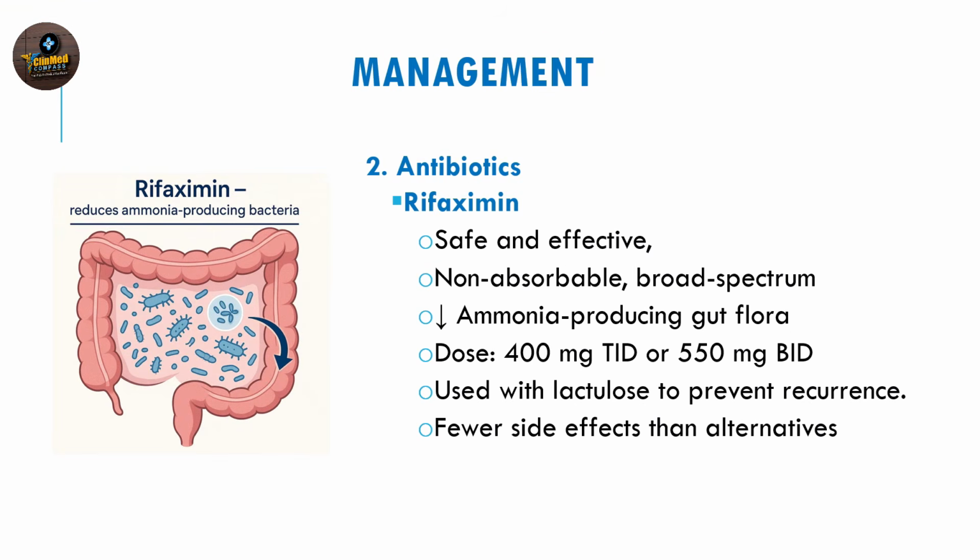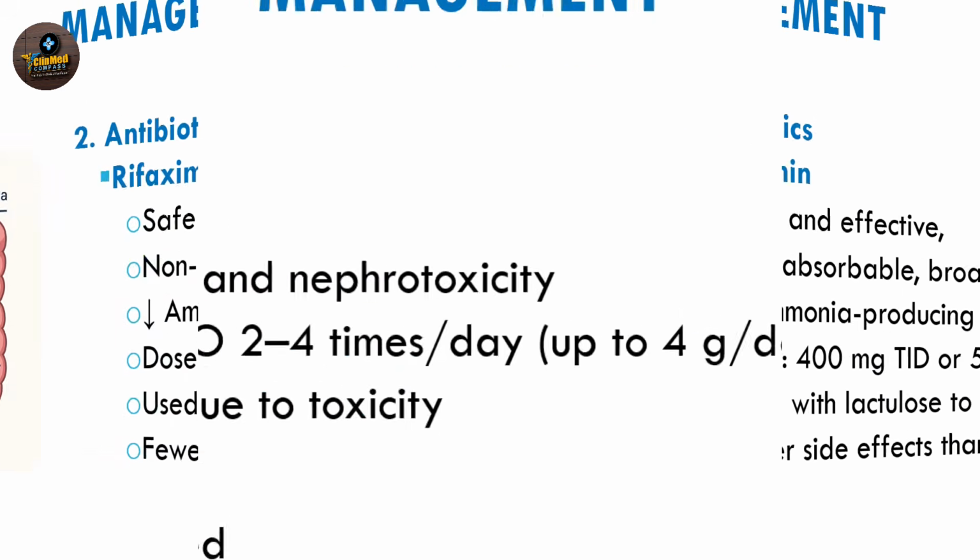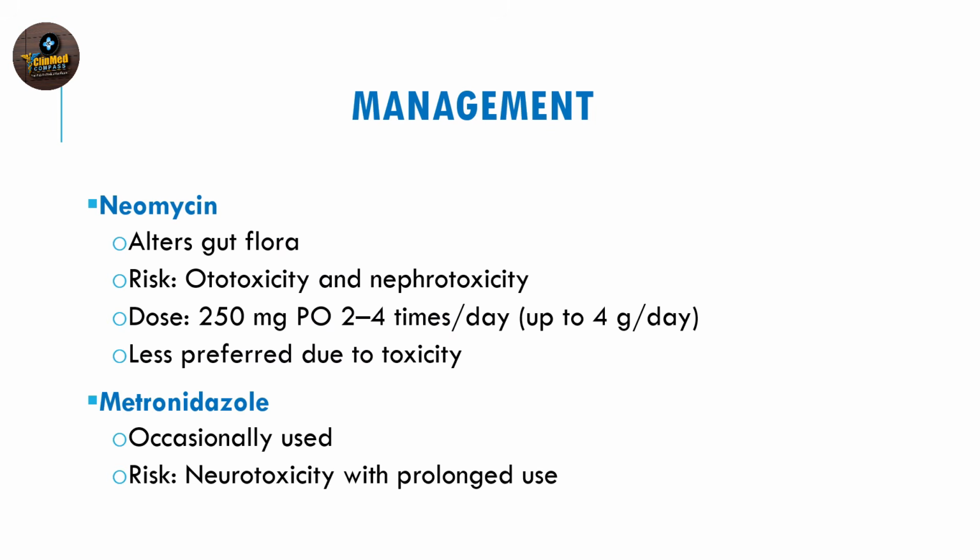Antibiotics are also used to reduce ammonia load. Rifaximin is the preferred antibiotic for hepatic encephalopathy management. It is broad-spectrum, non-absorbable, and well-tolerated. It reduces ammonia-producing gut flora. The dose is 500 mg twice daily. It's often used with lactulose for synergy and recurrence prevention. It has fewer side effects compared to older agents. Other options include neomycin. Neomycin alters gut flora.